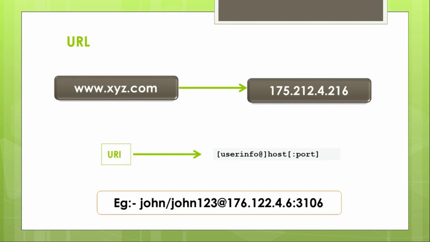The major difference between URL and URI is that a URL is simply a web address. A URL is one of the forms of a URI. URI is the bigger thing, and within that bigger thing, URL is one of the forms.